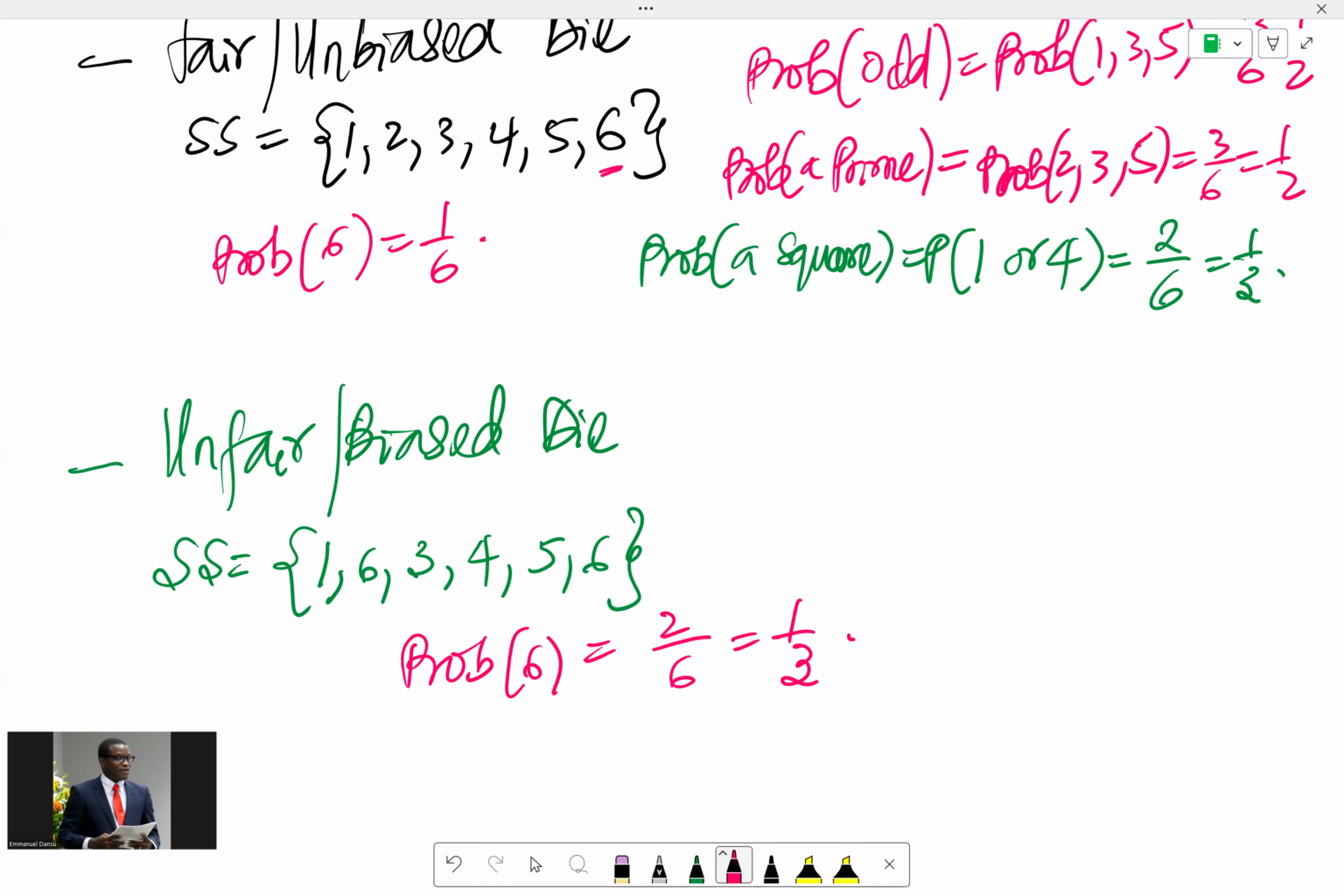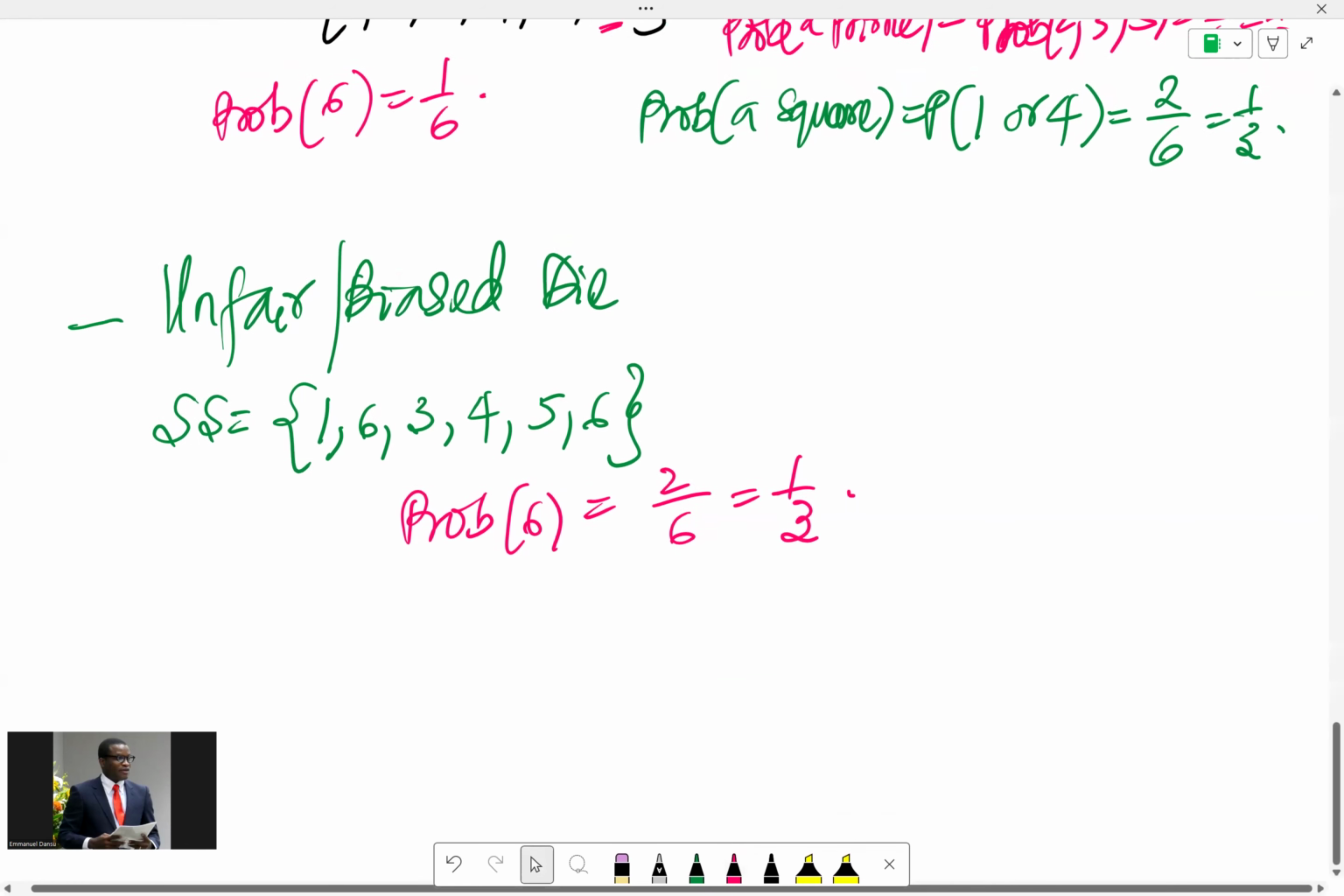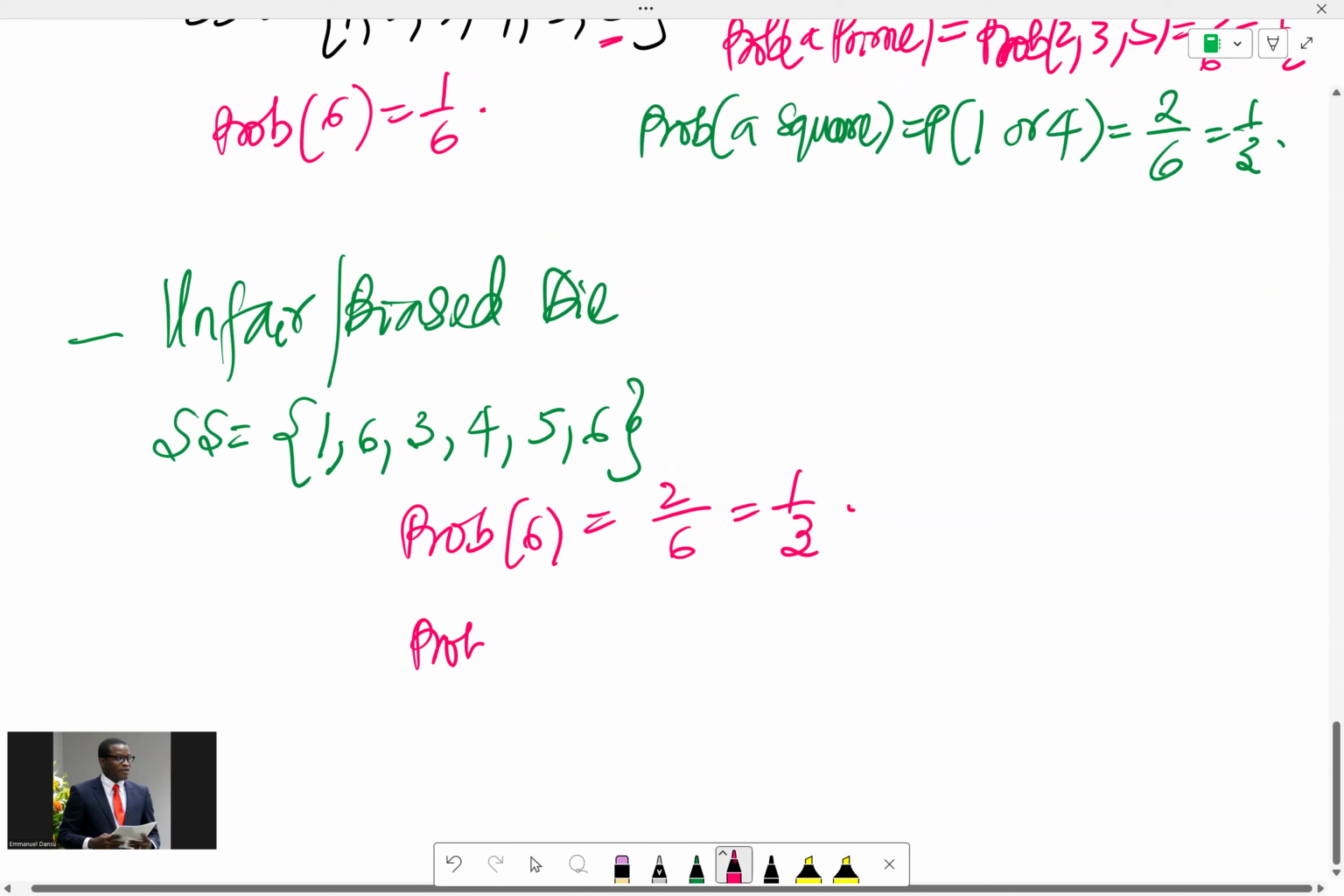So here now the dynamics just change. For instance, the probability of getting an even number, remember that here, the probability that the number will be even, that's the probability of getting 2, 4, and 6, which is 3/6, and that is 1/2.